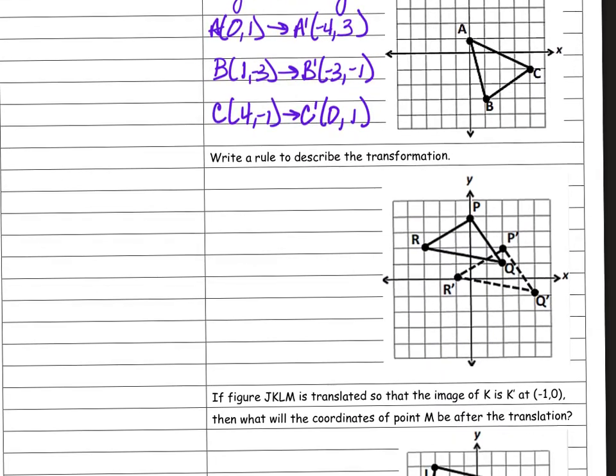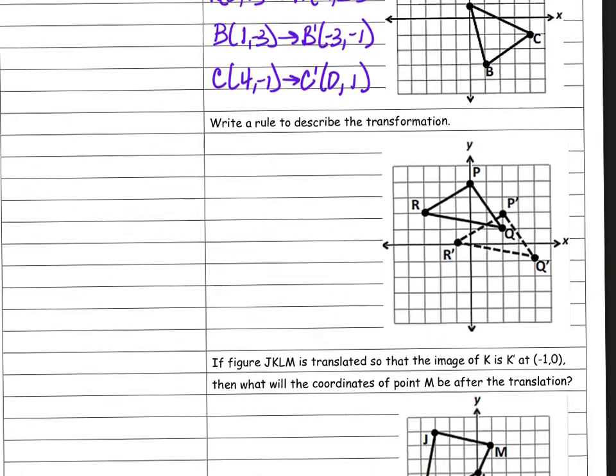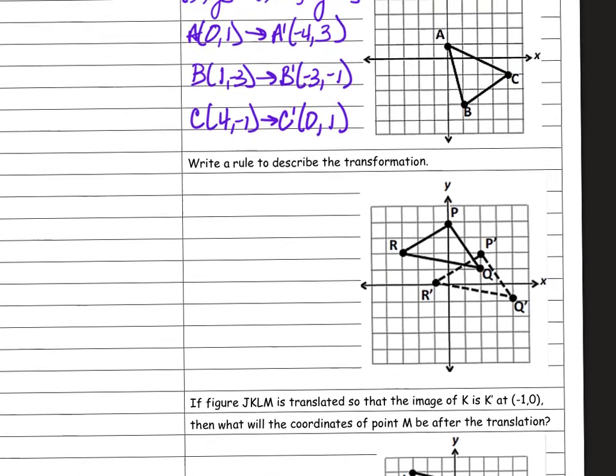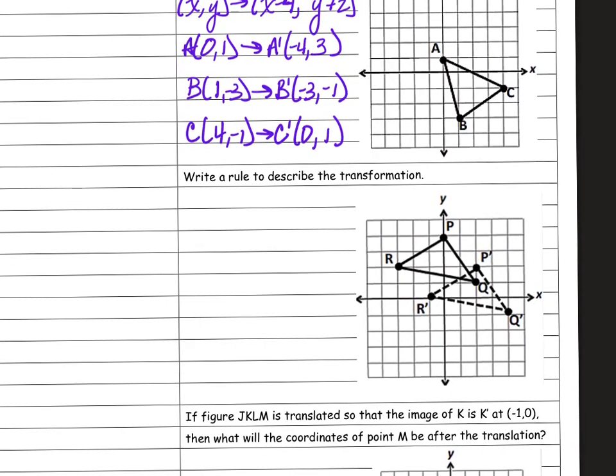This one says, write a rule to describe the transformation. Remember, I told you that they might want you to write a rule saying what we're doing from the picture. So I know that I'm going to start with X and Y. And it's going to go to, well, we have to figure out which one's my image. Remember, we talked about that. That's the numbers without the prime. So here's my pre-image, and my image is here.